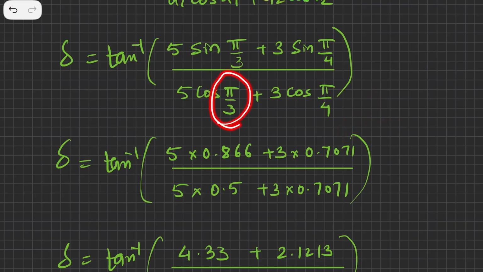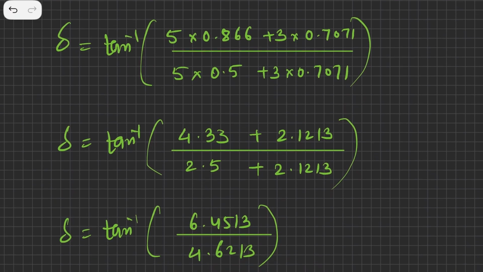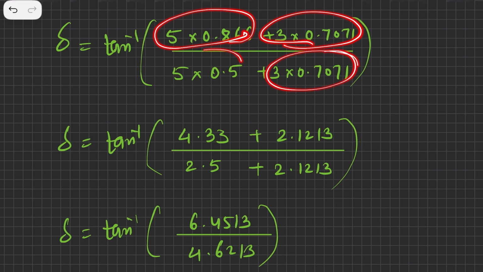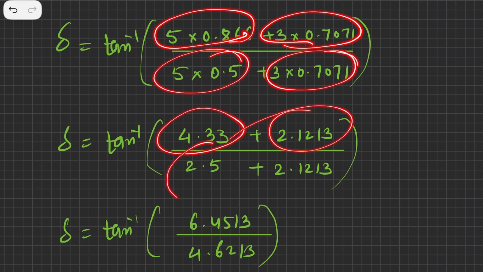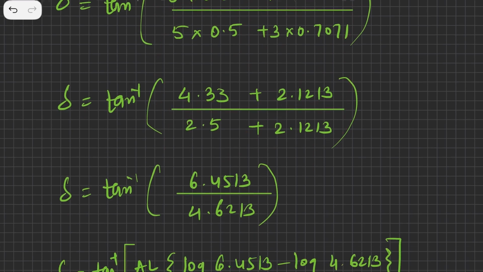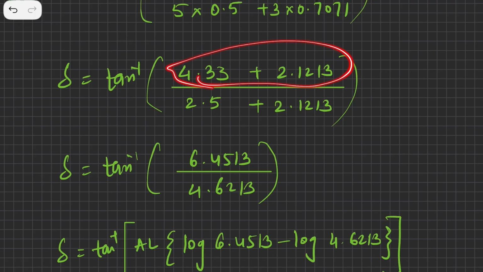Then cos pi by 3. Pi by 3 is 60 degrees, cos 60 is half, that is 0.5. And cos 45 is the same value as that of sin 45, so these two values will be same, 0.7071. Now I have just multiplied these two, and these two. So I'll get 4 numbers, 1, 2, 3 and 4. Then after multiplying, I'll just add it up. So addition of these two and addition of these two. So I get 2 numbers.